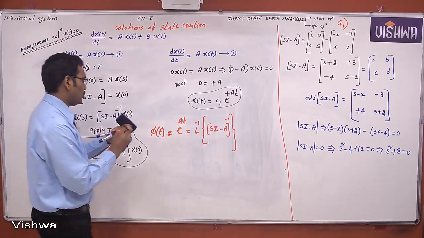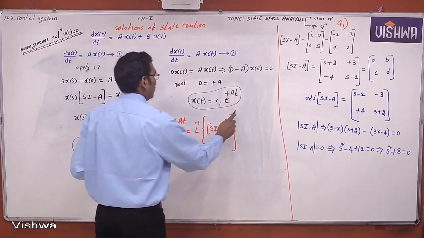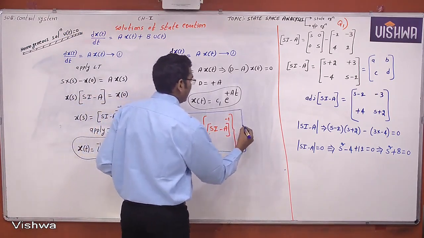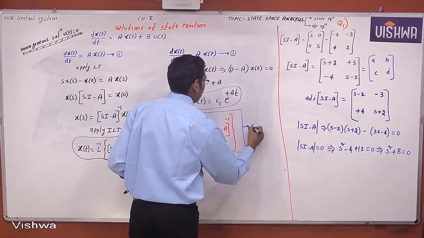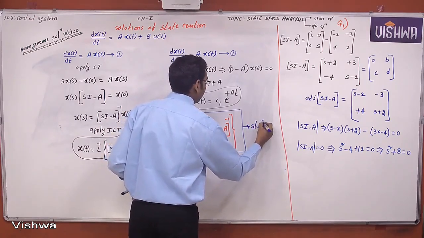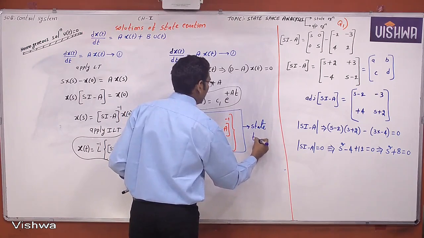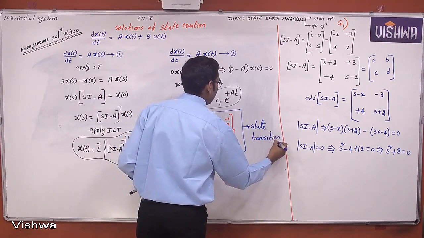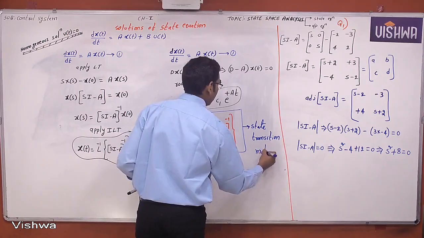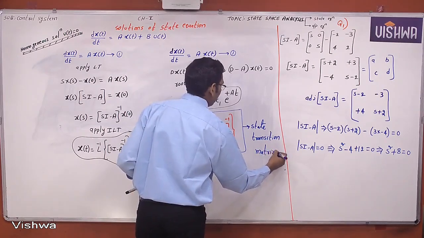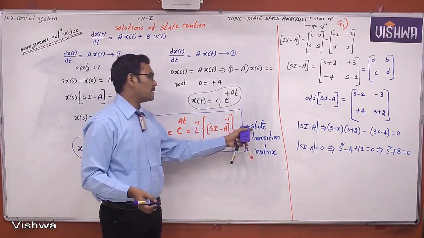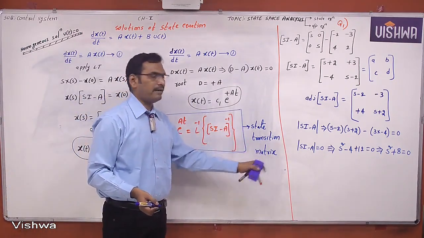Now this solution is named as the state transition matrix. This is the solution of the state equation, which is called the state transition matrix. Okay, note down.